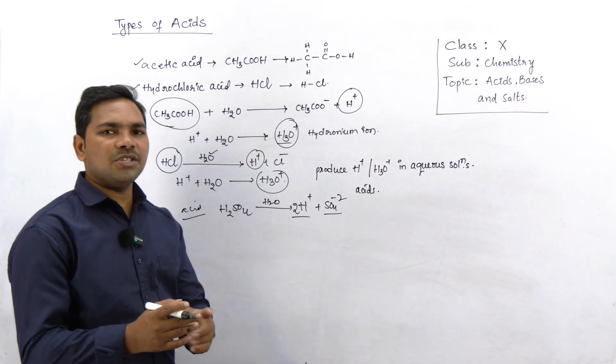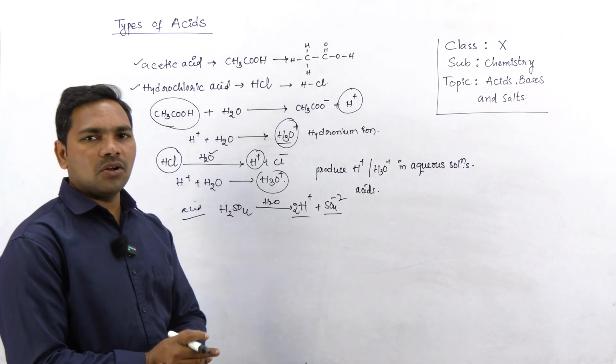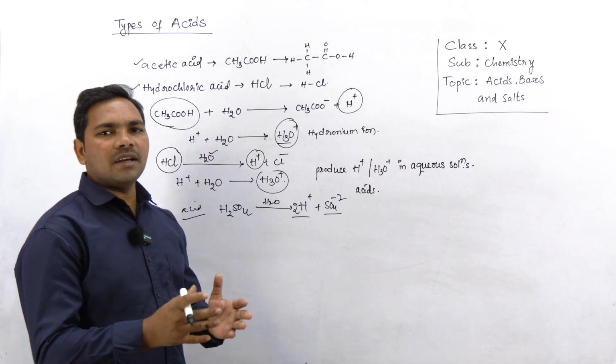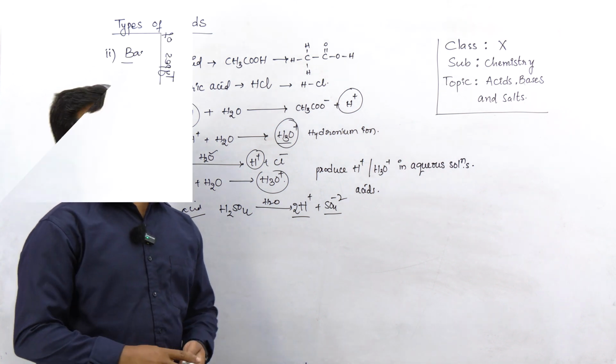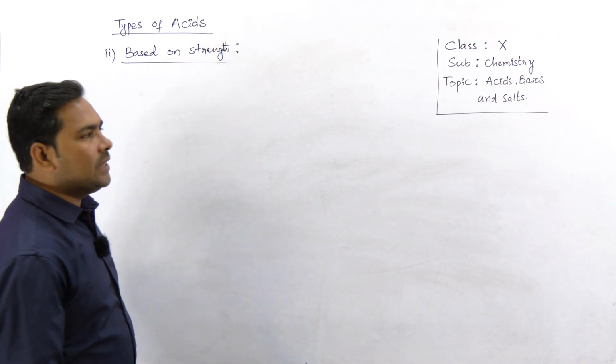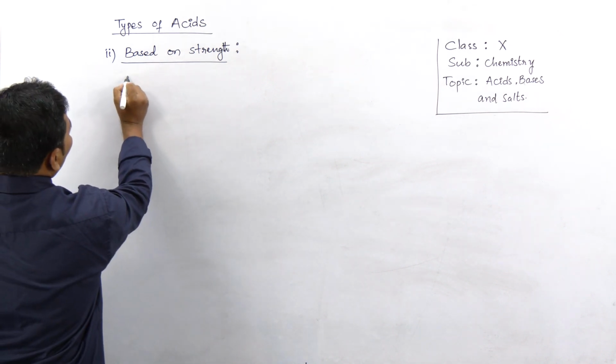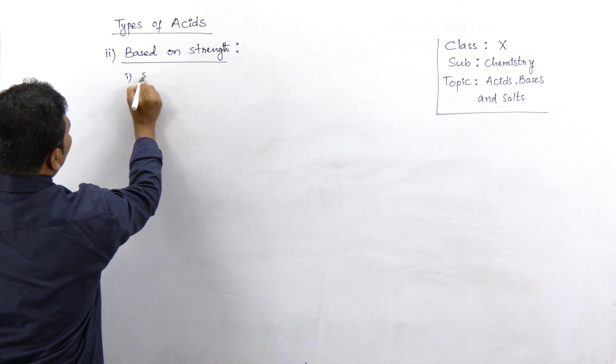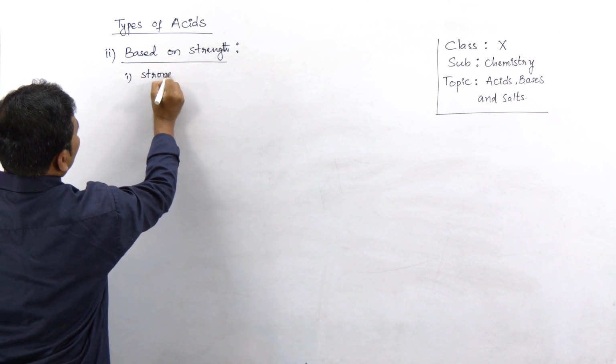Okay, now let us discuss more types of acids. The first category is based on source, organic and inorganic, and let us see other categories of acids. The second category of acids is based on their strength, into two categories. The first category is strong acids.